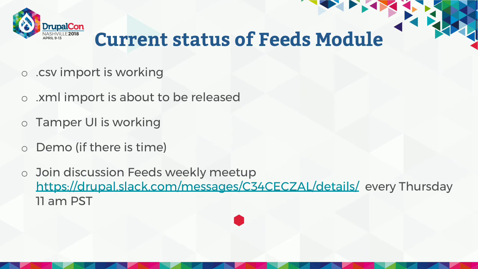And the biggest news that I would like to announce for the next 2 minutes that I still have for the presentation is that the Feeds module is actually working now. It has been released, I think, in February. It has now CSV import working for Drupal 8. Tamper UI is working. And we have weekly meetups where technical discussions are happening. This URL is listed on the drupal.org Feeds module page. So everyone is cordially invited to come and participate and ask questions and test patches.